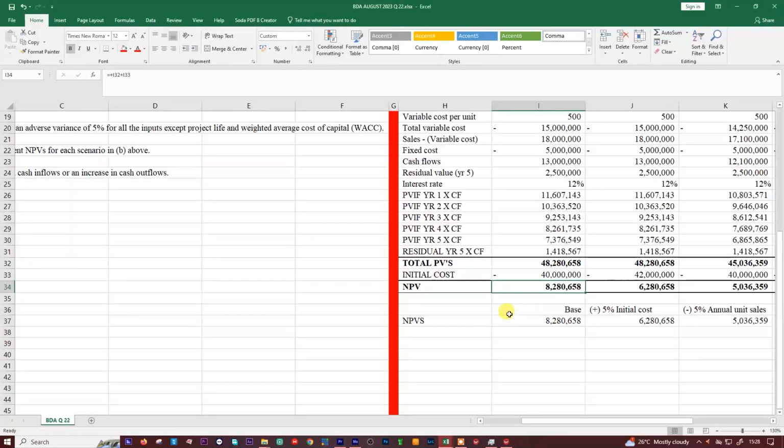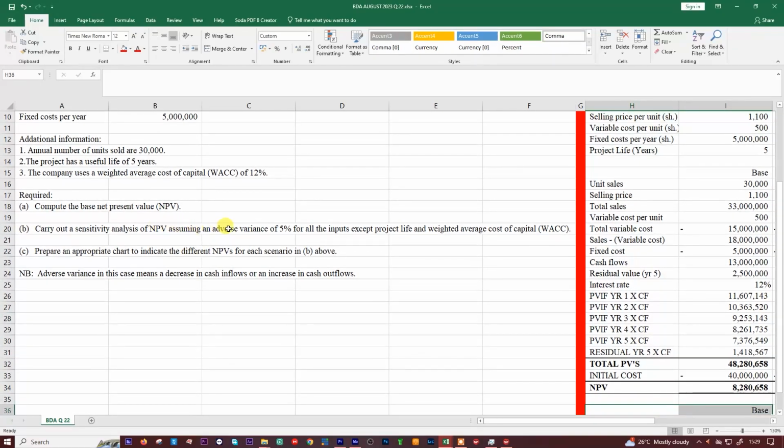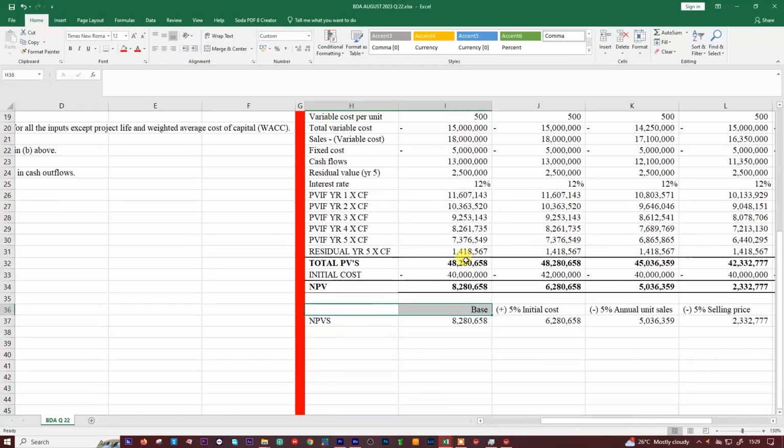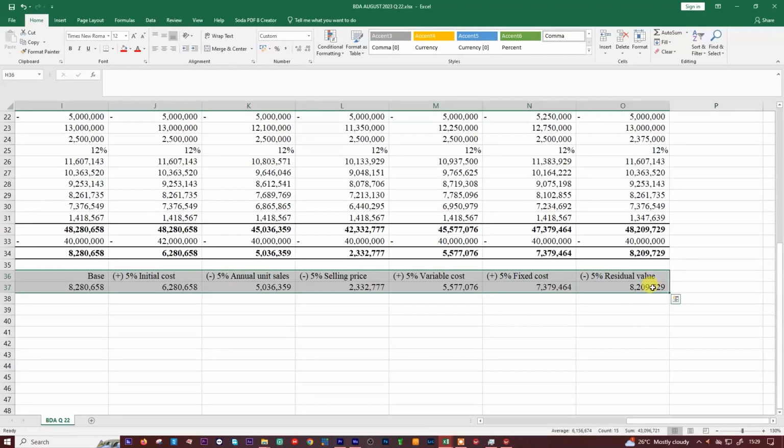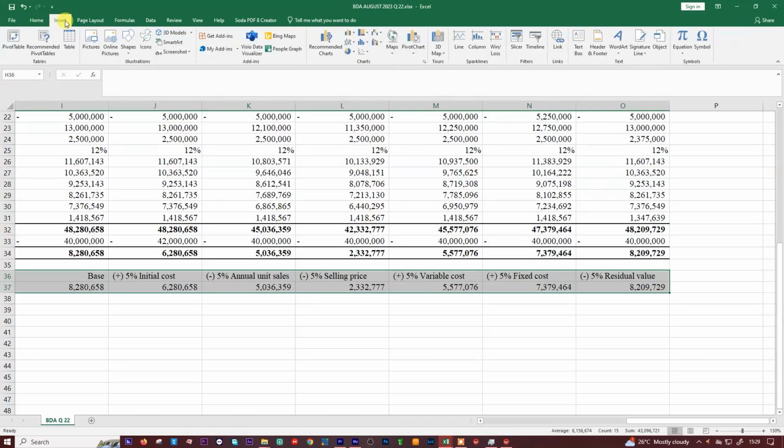So with that, then I'll just go to part C here. So we've done a sensitivity analysis for the adverse effects of initial cost, selling price, fixed cost, variable cost, and residual value. And then we are told to prepare an appropriate chart to indicate the different NPVs, each scenario in B above. So what we'll do, we just go towards the right here. Towards the right. And we come and we move on to insert. Once you go to insert, we can come to recommended charts. Click on recommended charts.